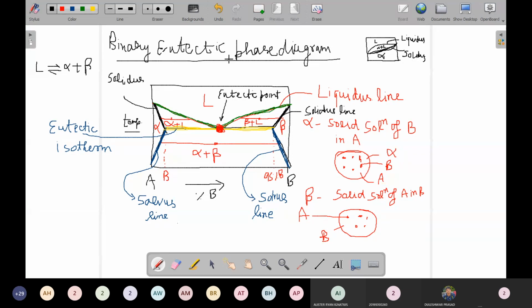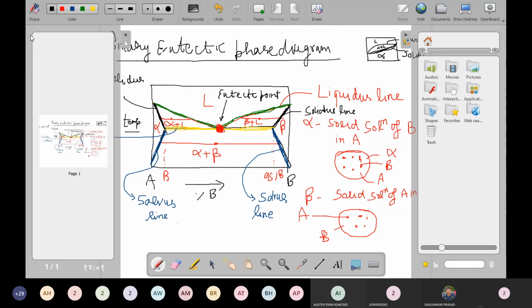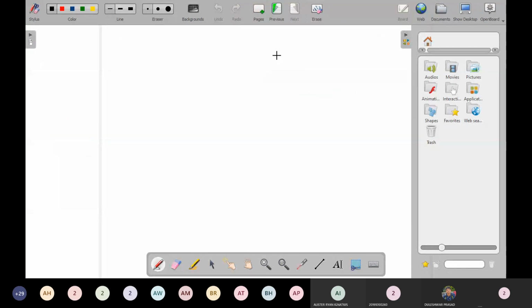So let me take another page. Okay, so we came to the next page. Now we are going to see how to find the composition of phases present and the amount of phases present in the binary eutectic system. We have seen these things in the binary isomorphous. The same things we are going to do with the binary eutectic system.